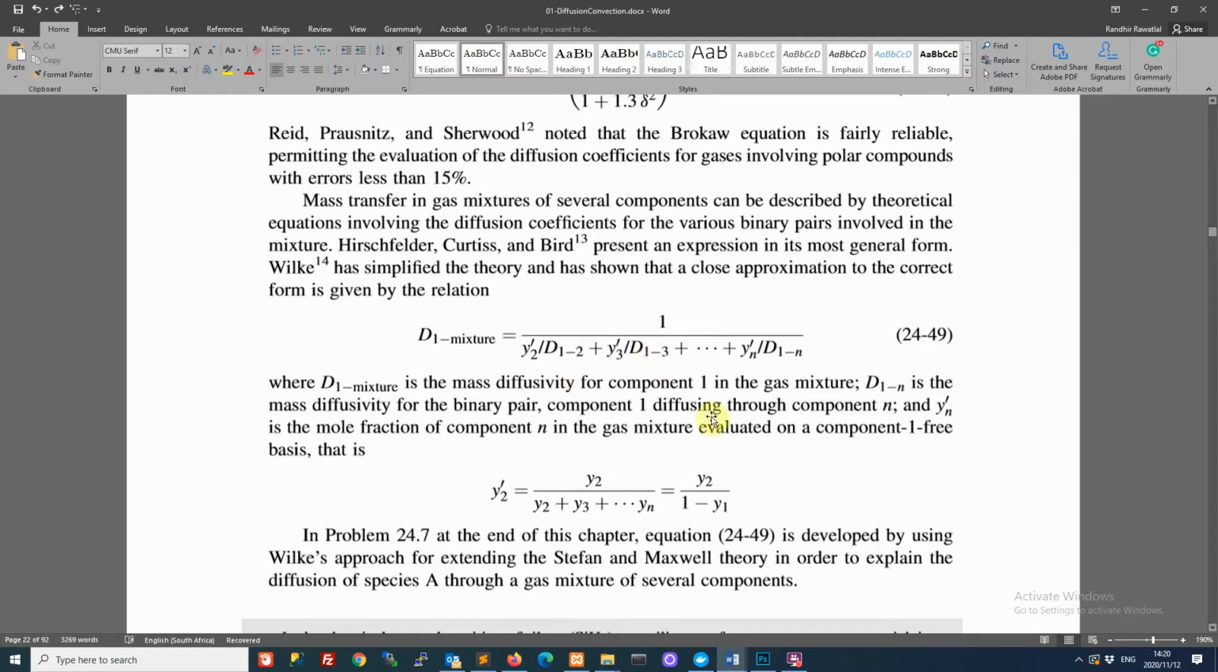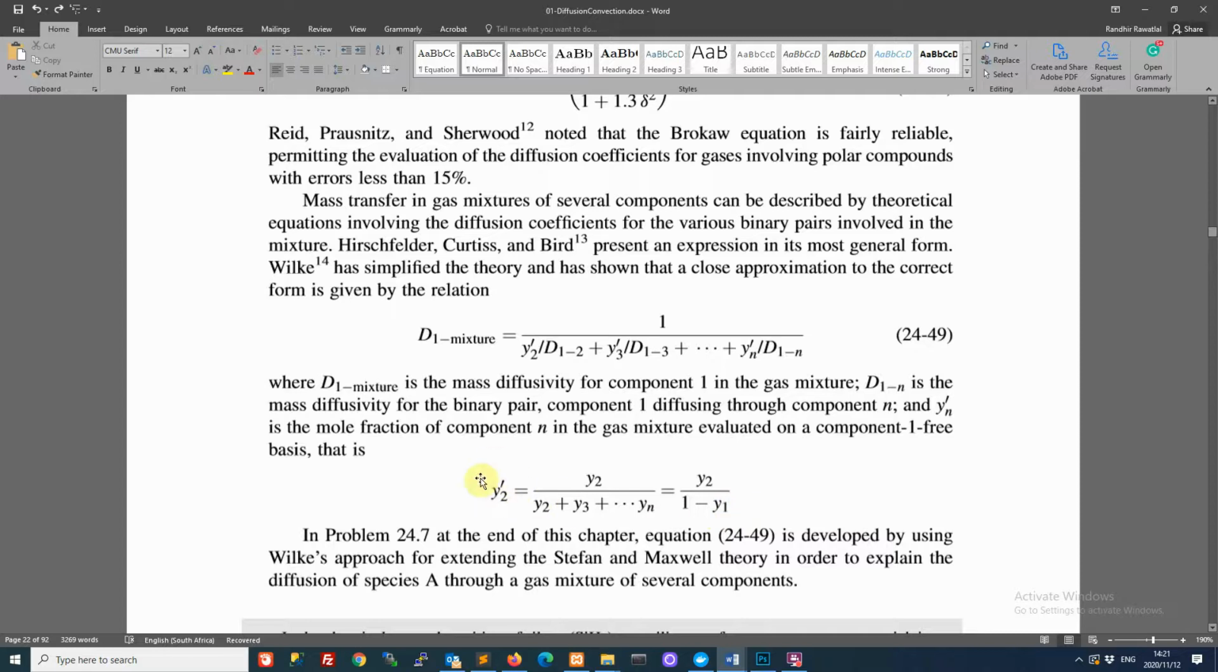So we take all these binary diffusivities as given, and then we estimate these Y dashes. Y dash i is the mole fraction of component i divided by the sum of the mole fractions of all components excepting the component of interest. Remember, we are doing all this for some component 1, so we exclude all of component 1 here. The sum of all those mole fractions is simply 1 minus the mole fraction of component 1. So y i dash is y i over 1 minus y 1.